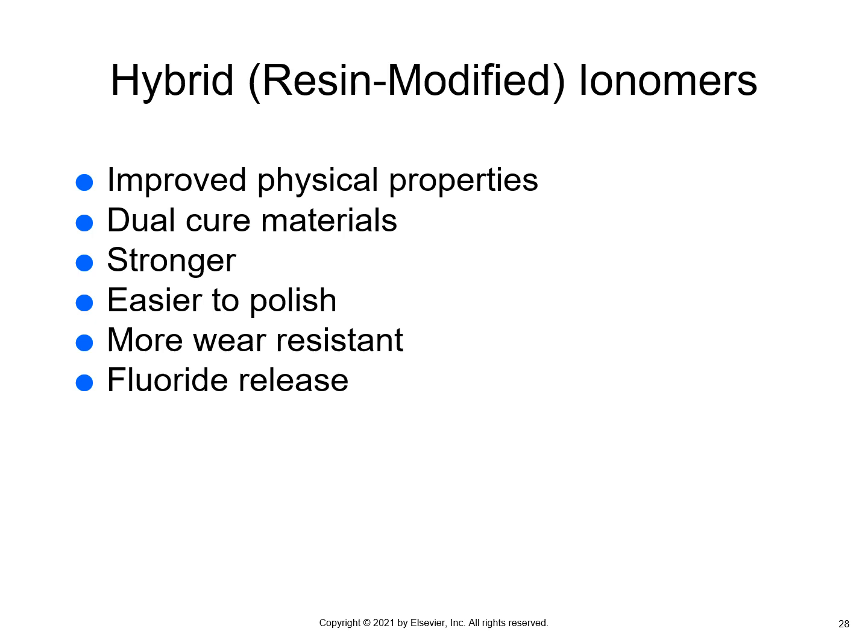They have come out with hybrid ionomers. So these are glass ionomers that have been modified with resin material, and resin material is prettier. It allows those ionomers to be polished to a more lifelike look. So it does give them improved physical properties. It also gives them the ability to be dual cured. They are stronger, easier to polish, more wear resistant, but yet we still have that fluoride releasing capability.